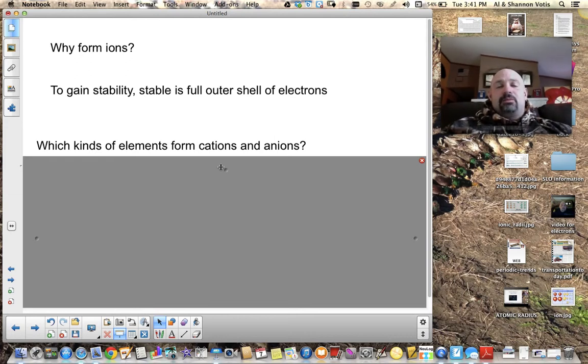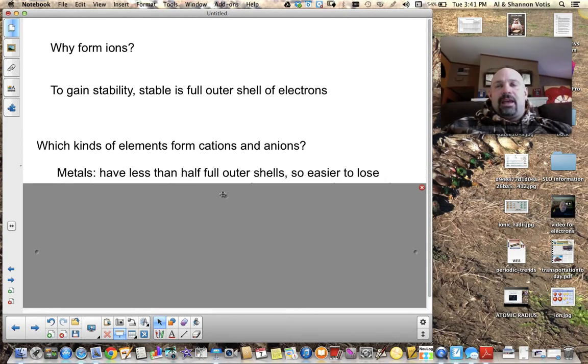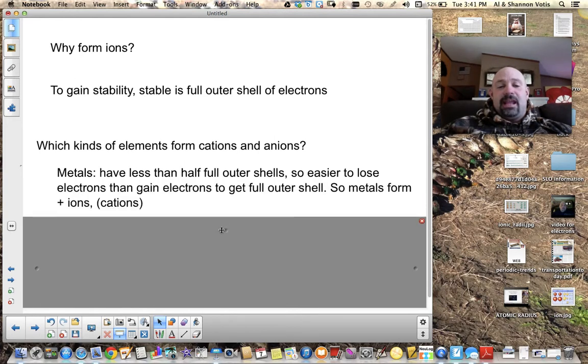So what kind of atoms will form cations and anions? Well, let's start off with metals. We have two types of atoms, metals and nonmetals. Metals generally have less than a half full outer shell. They have 4 or fewer valence electrons. So for them to get a full outer shell, they could either lose their electrons. Let's say they had 2 electrons. They either lose 2 or gain 6. Losing 2 is a lot easier than gaining 6 to get that full 8, and so they'll lose electrons. If you have less than a half full shell, you're going to lose electrons. It's easier than gaining. And so metals will form cations.